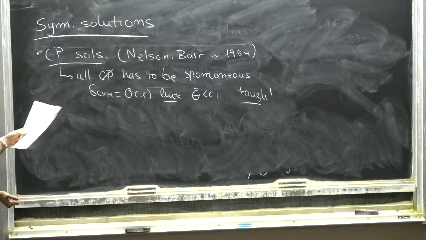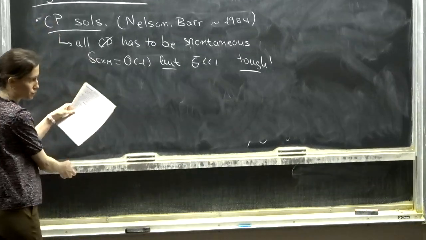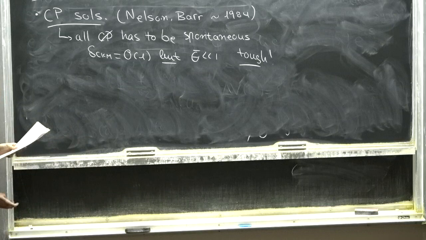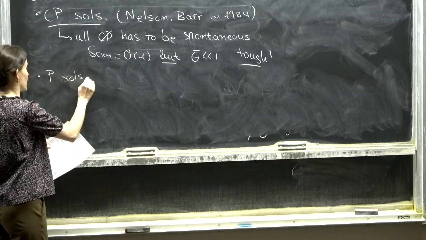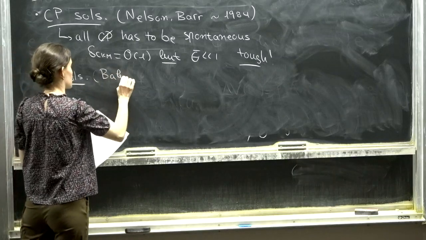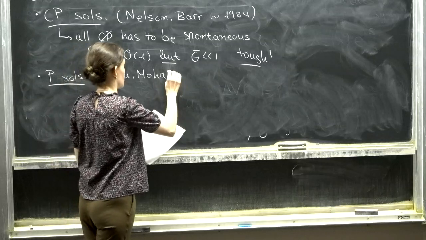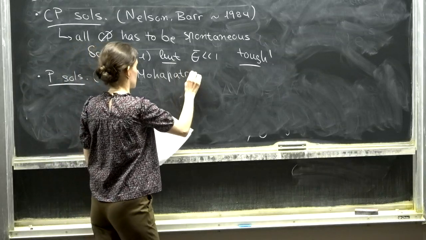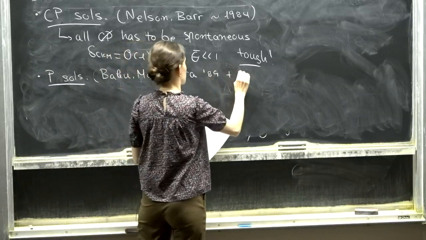So I will not be discussing those solutions, even though I want to emphasize this was the first time these ideas were entertained. I'll be discussing mostly solutions based on restoring parity, and these were mostly developed by Babu and Mohapatra, I think in '89, as well as Barr et al.